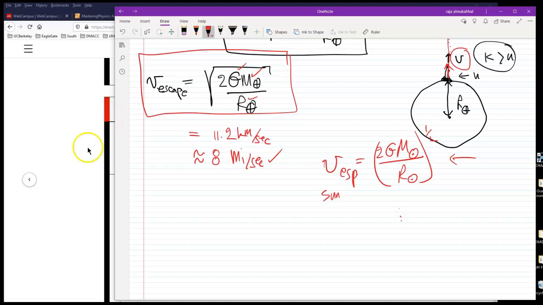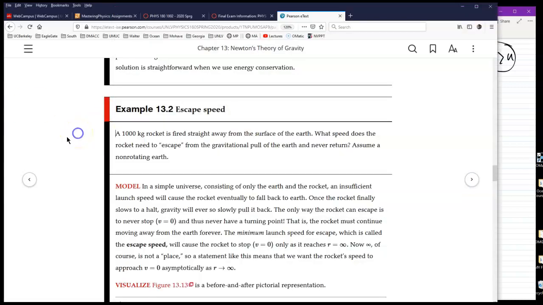So now, you go back to the problem. The problem becomes trivial. I'm sure you can do it by yourself now. He said, a 1,000-kilogram rocket is fired straight up away from the surface of the Earth. What speed does the rocket need to escape from the gravitational pull of the Earth and never return? Assume an unrotating Earth.